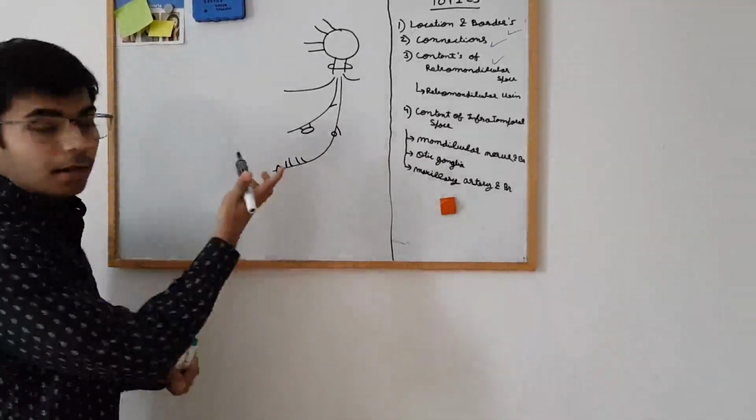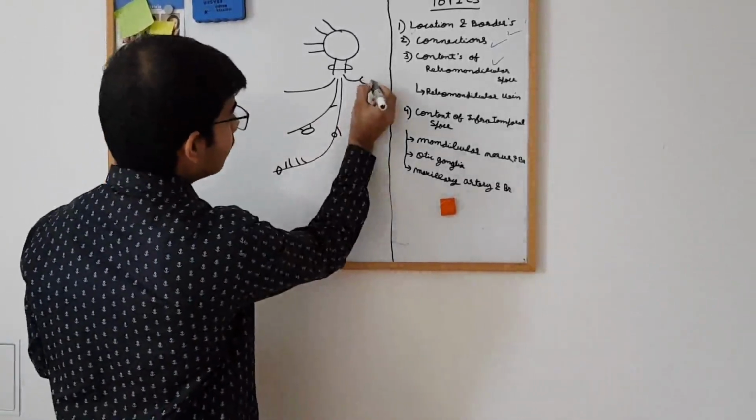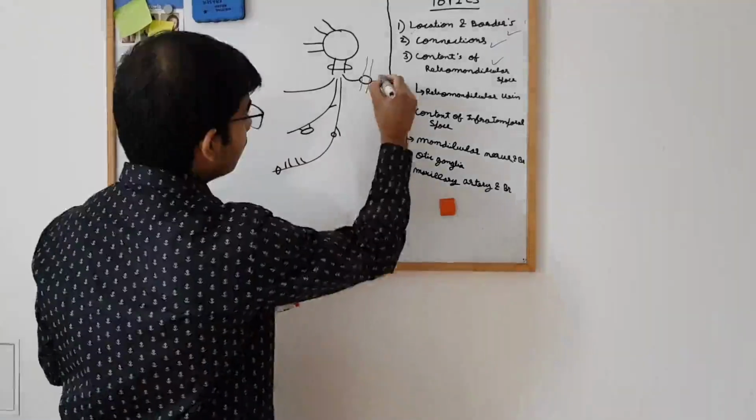And now we have the auriculotemporal nerve, which produces this loop around the middle meningeal artery.